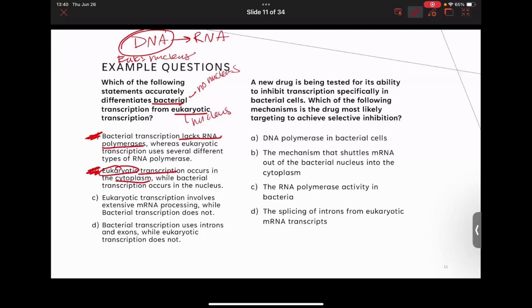Eukaryotic transcription involves extensive mRNA processing. Okay, that's one thing we didn't list in our notes, but this is true. What kind of processing? The splicing of the exons and introns.